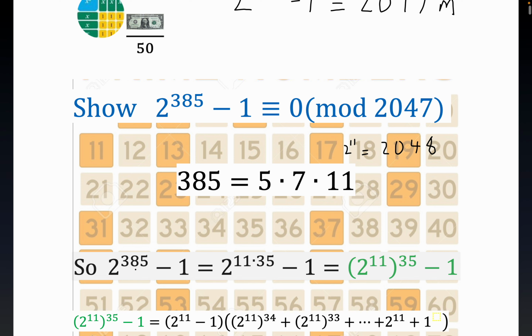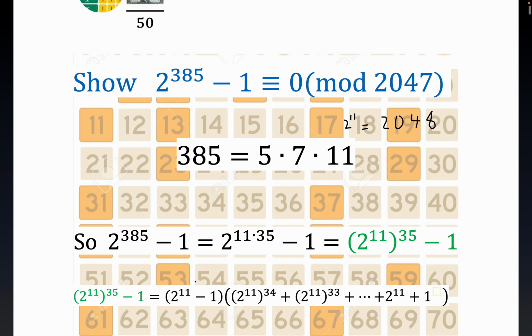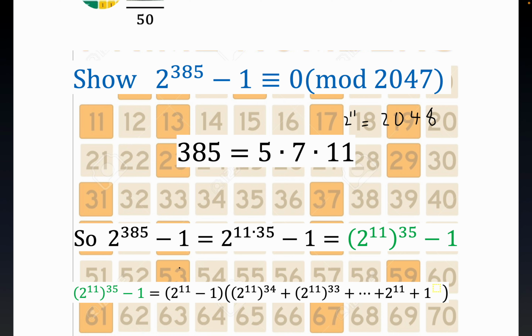We rewrite 2 raised to the 385th power as 2 to the product of 11 and 35, and laws of exponents gives you this statement right here. Again, 5 times 7 is 35, and then we're using the 11. So we get this statement here, and then we just use a fairly routine algebraic formula. Think of this as b raised to the n, where n is 35.